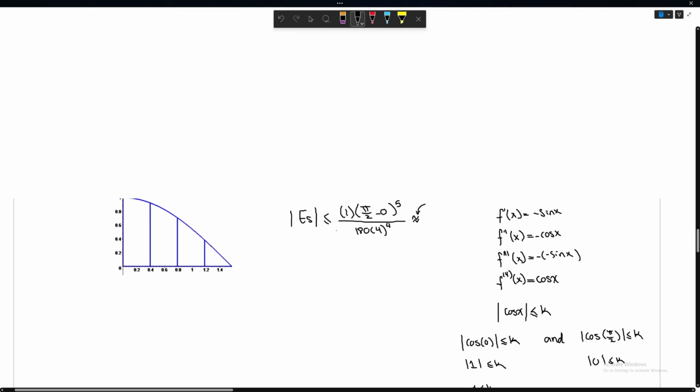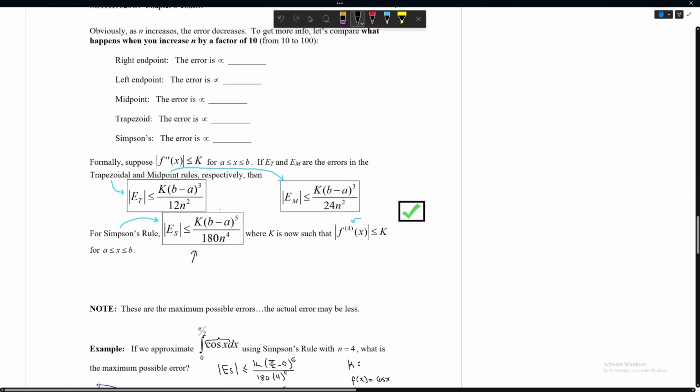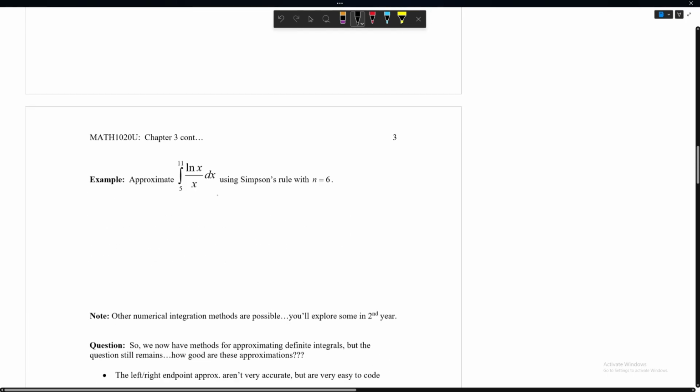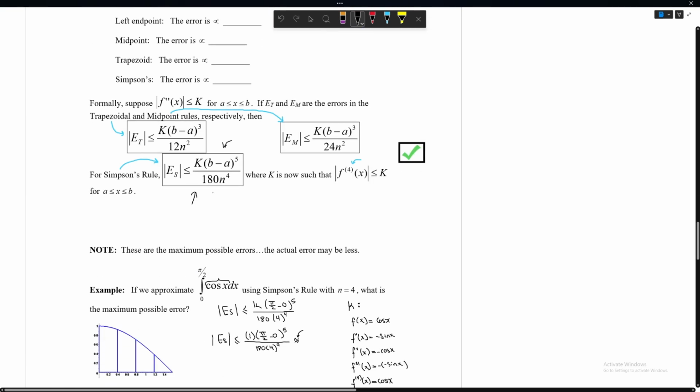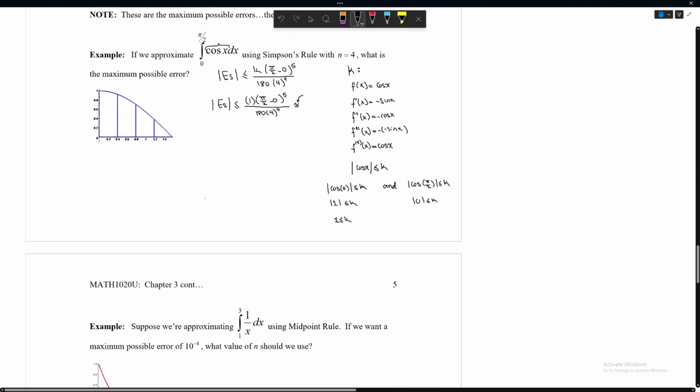All right. And so actually I made a mistake by saying this is the short version of this. That was a mistake on my end. This gives you the error, right? This gives you the maximum possible error, all right? And so keep that in mind.